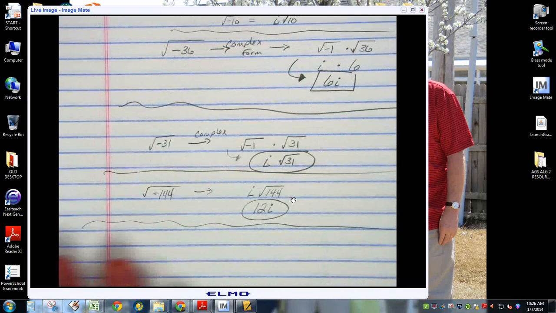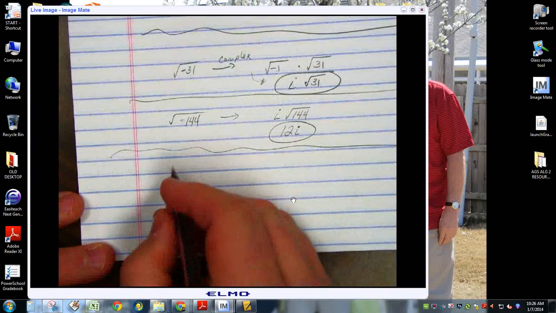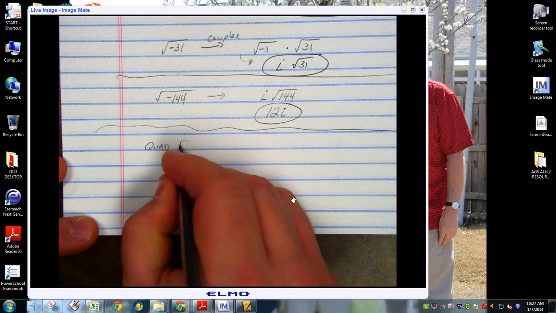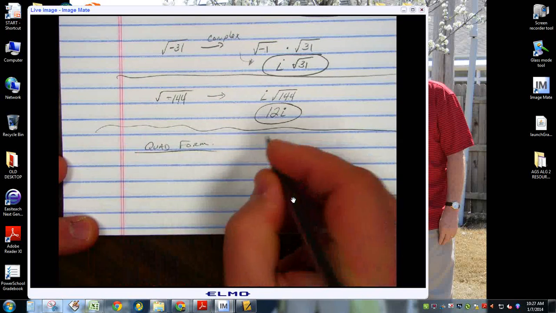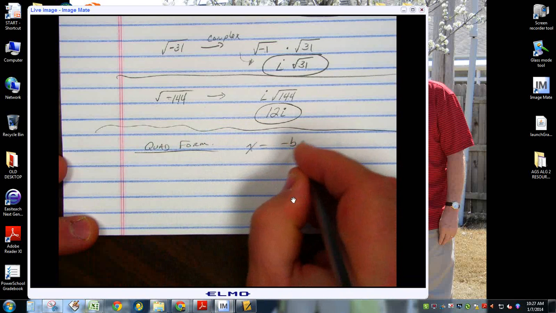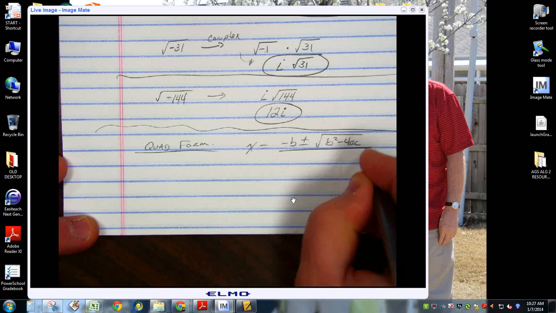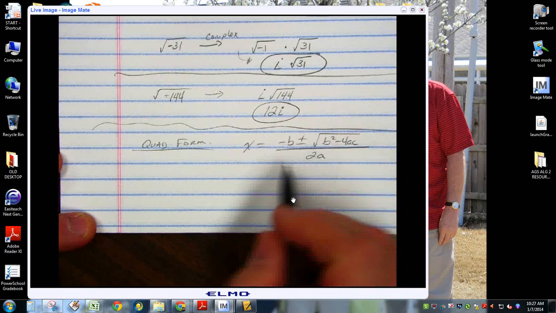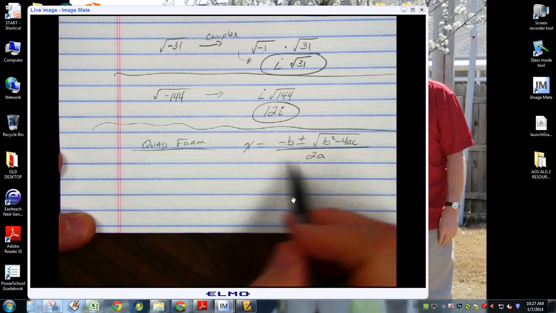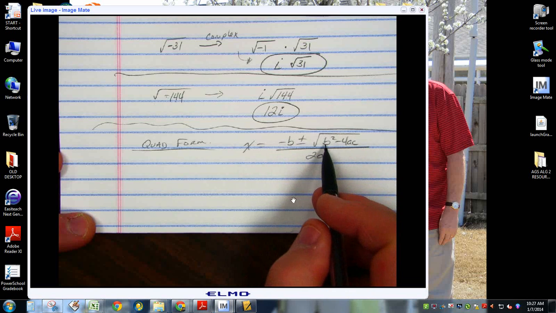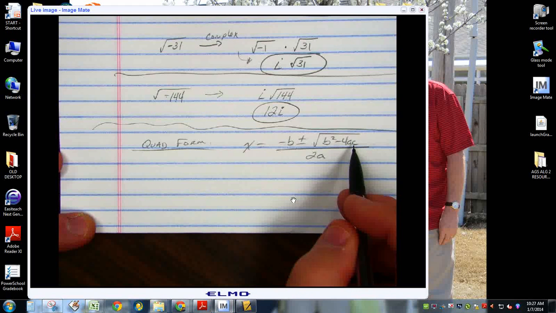Now, the other thing we're going to talk about is the quadratic formula. The quadratic formula is x is equal to negative b plus or minus the square root of b squared minus 4ac, all of that over 2a. In this formula, what part deals with the square root? The square root of b squared minus 4ac, right?